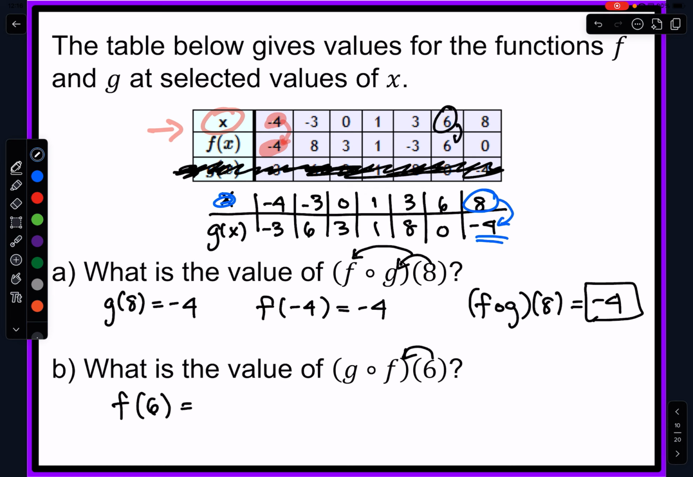Now to go in the opposite direction, we'll begin with evaluating f at 6, and from the table at 6 we have the output value of 6, and using that we're now going to plug that 6, which is this 6 right there, not the same as this one right here, this 6, and plug it into g.